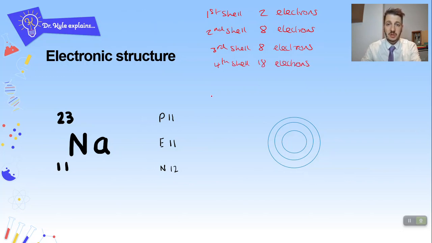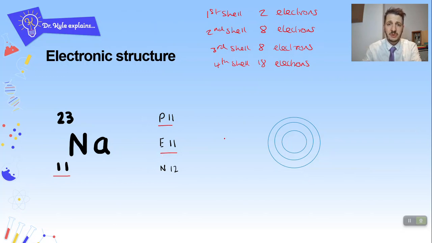Now, using sodium as an example, we'll now apply these rules to draw our electronic structure. So sodium has an atomic number of 11, and so that means it has 11 protons and 11 electrons. Now, if you aren't sure how to work out the numbers of protons, electrons and neutrons from your atom, then please do go back through my videos and find the video on subatomic particles and mass and charge of atoms, where I go through this in a bit more detail.